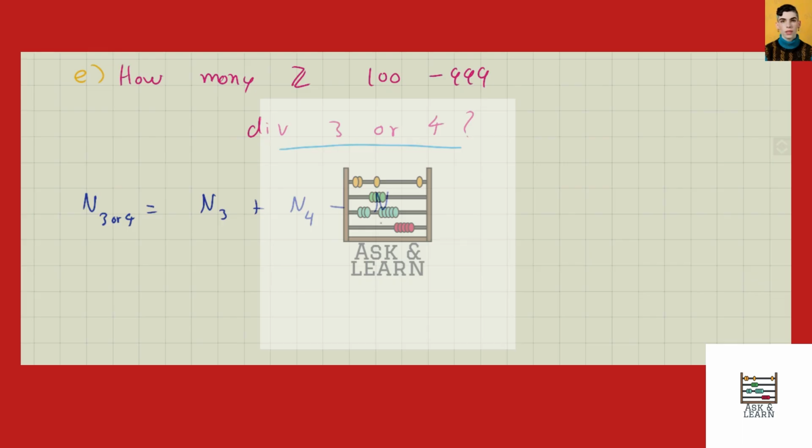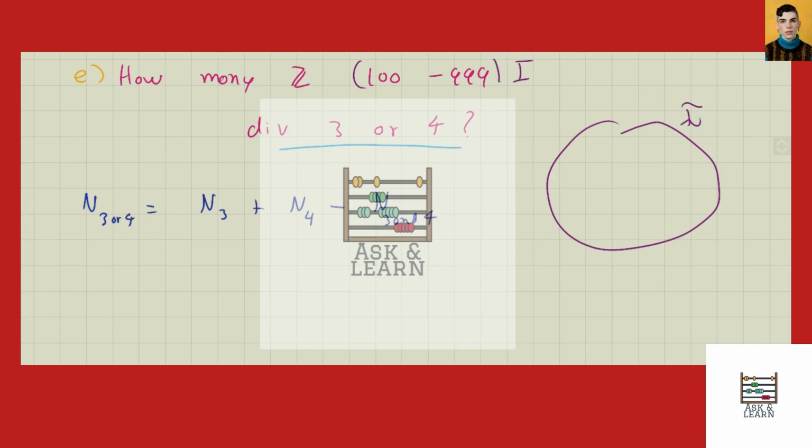That means those integers that are divisible by 3 and 4. And the idea is this. So here you have your big set, the interval. I'm going to call this interval I. Okay, so this is your set of the interval.